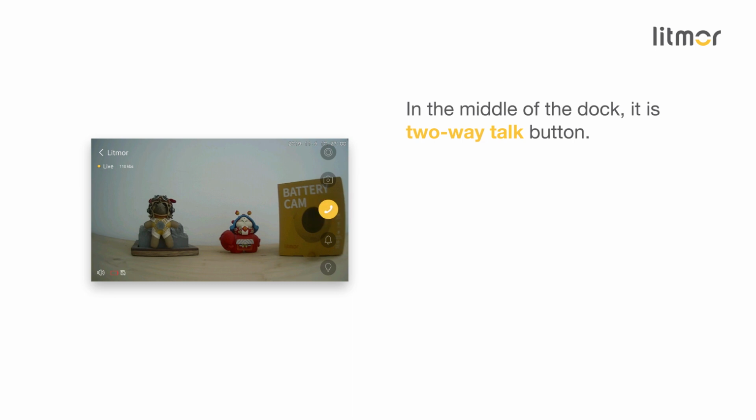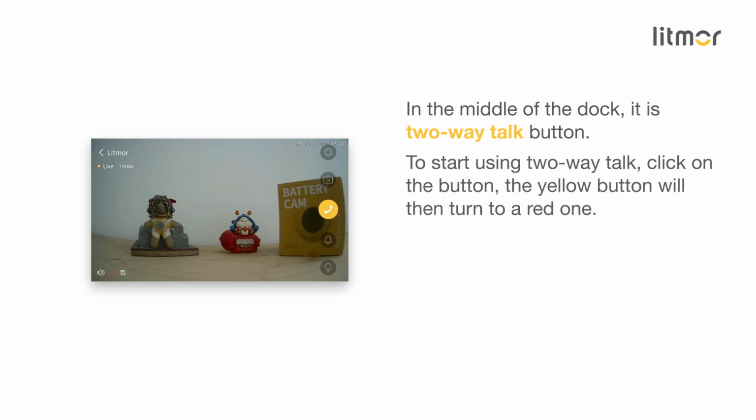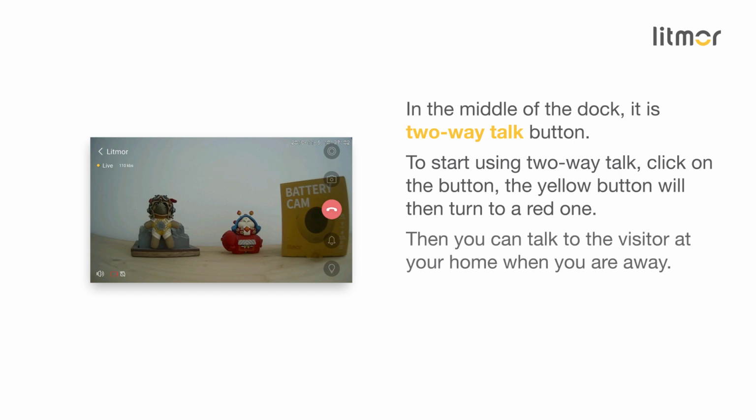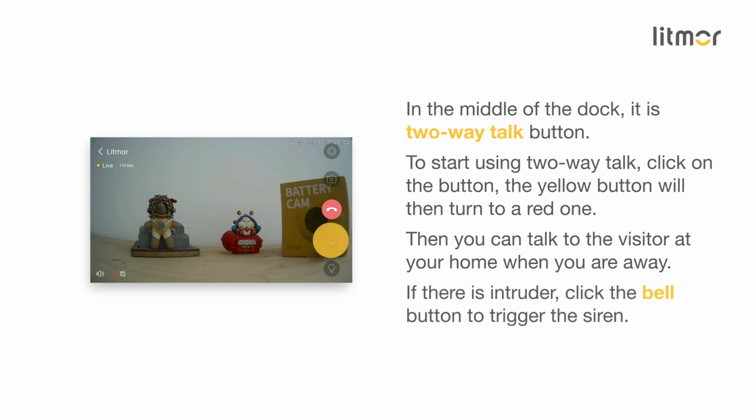To start using two-way talk, click on the button. The yellow button will then turn to a red one. Then you can talk to the visitor at your home when you are away. If there is an intruder, click the bell button to trigger the siren.